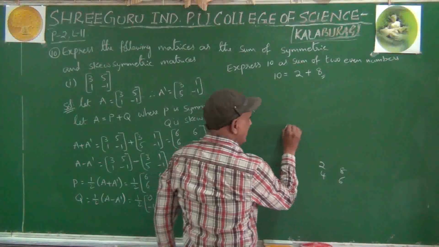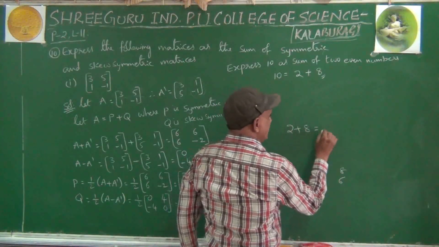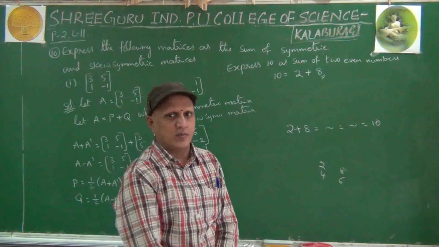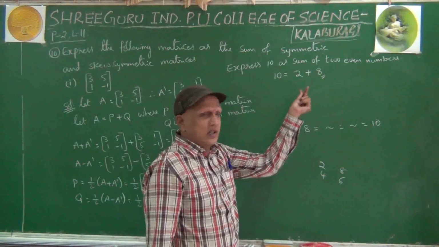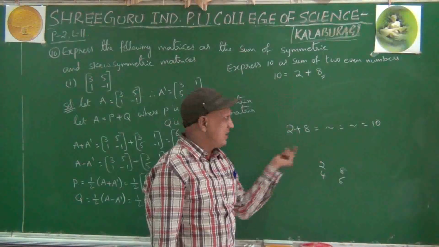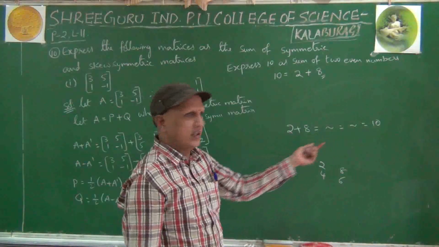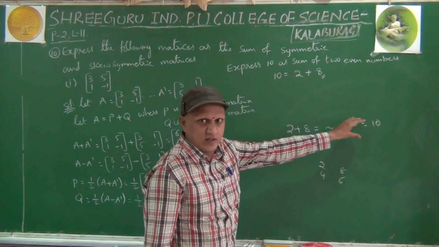You should not write the answer like this: 2 plus 8 equals simplification equals 10. Simplification will not be there. I have taken a small example. If it is a big example, simplification will be there. Here simplification is not there. If I take a big example, simplification will come.